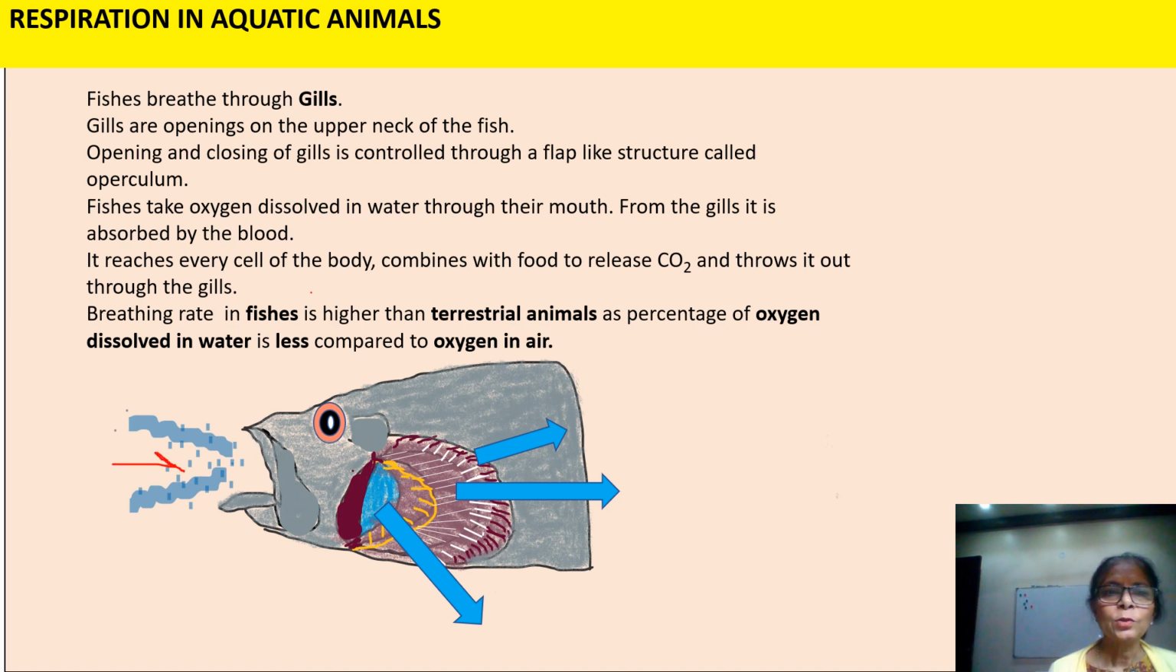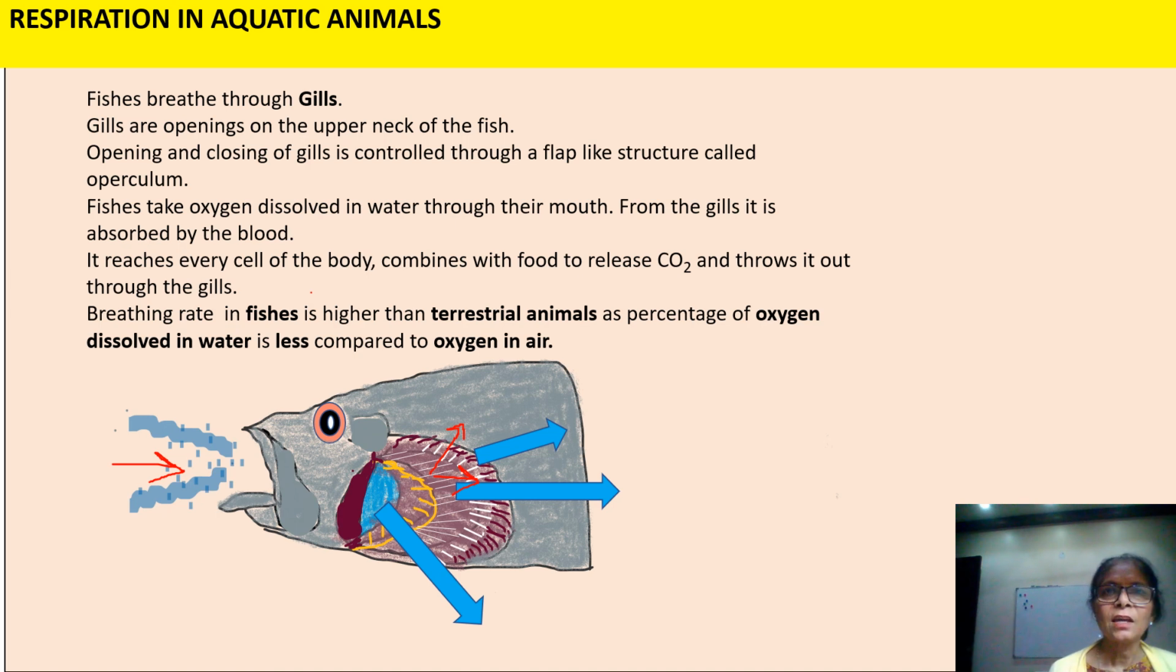Fishes take oxygen dissolved in water through their mouth. This water, when it reaches the gills, here exchange of gases takes place. Carbon dioxide is thrown out along with water, and oxygen which is coming in water is taken in by the body, which reaches along with blood to the cells.